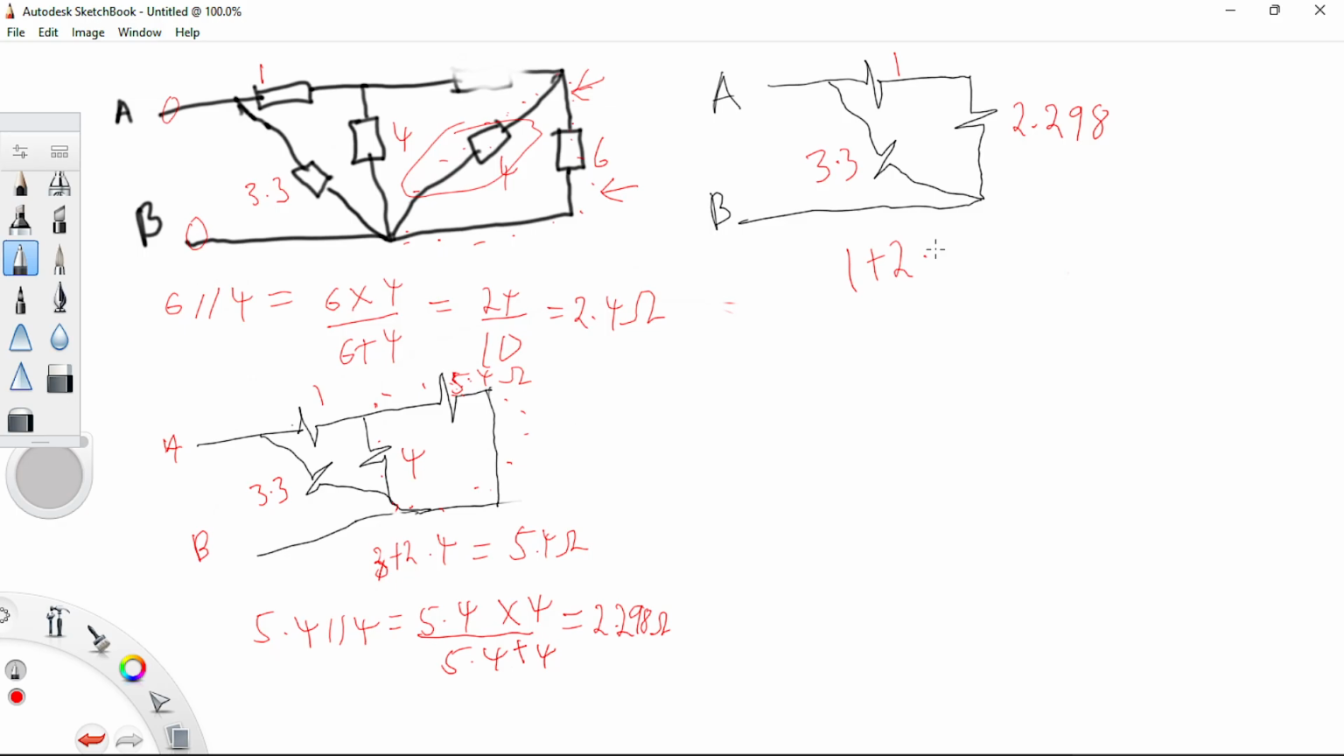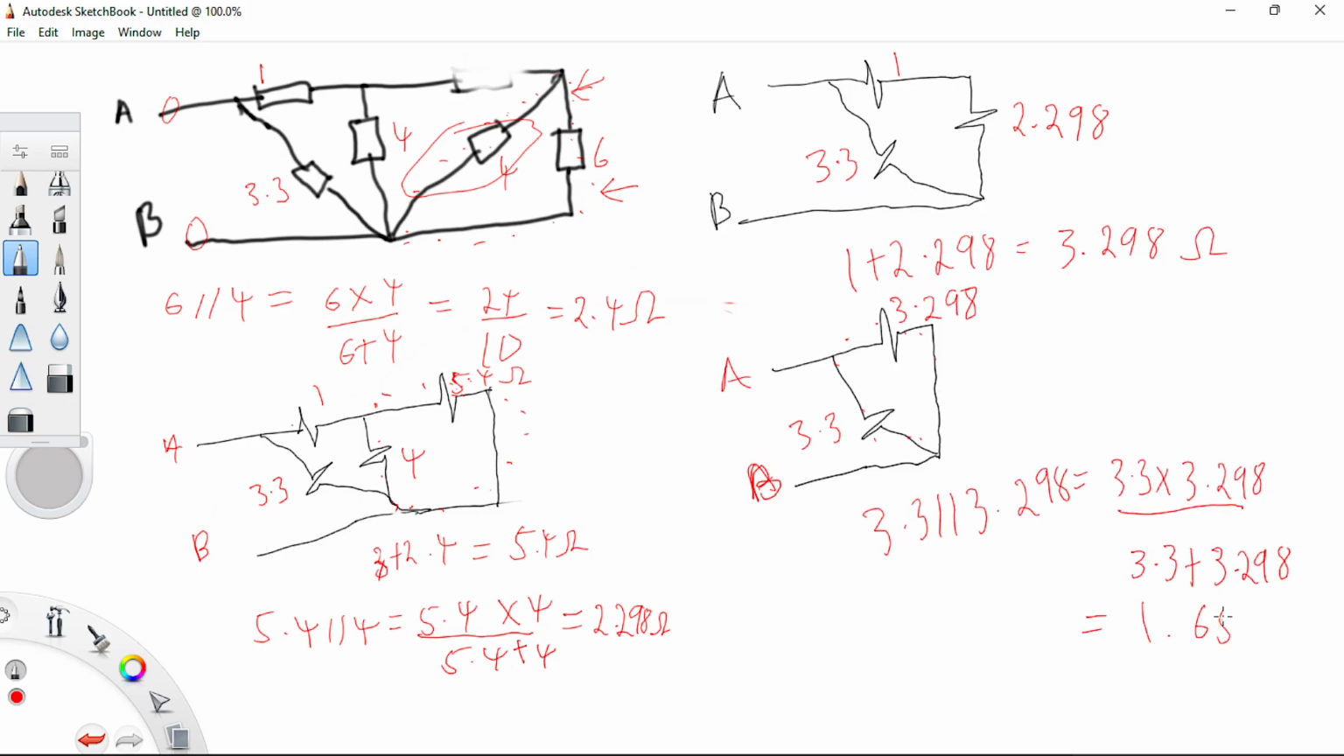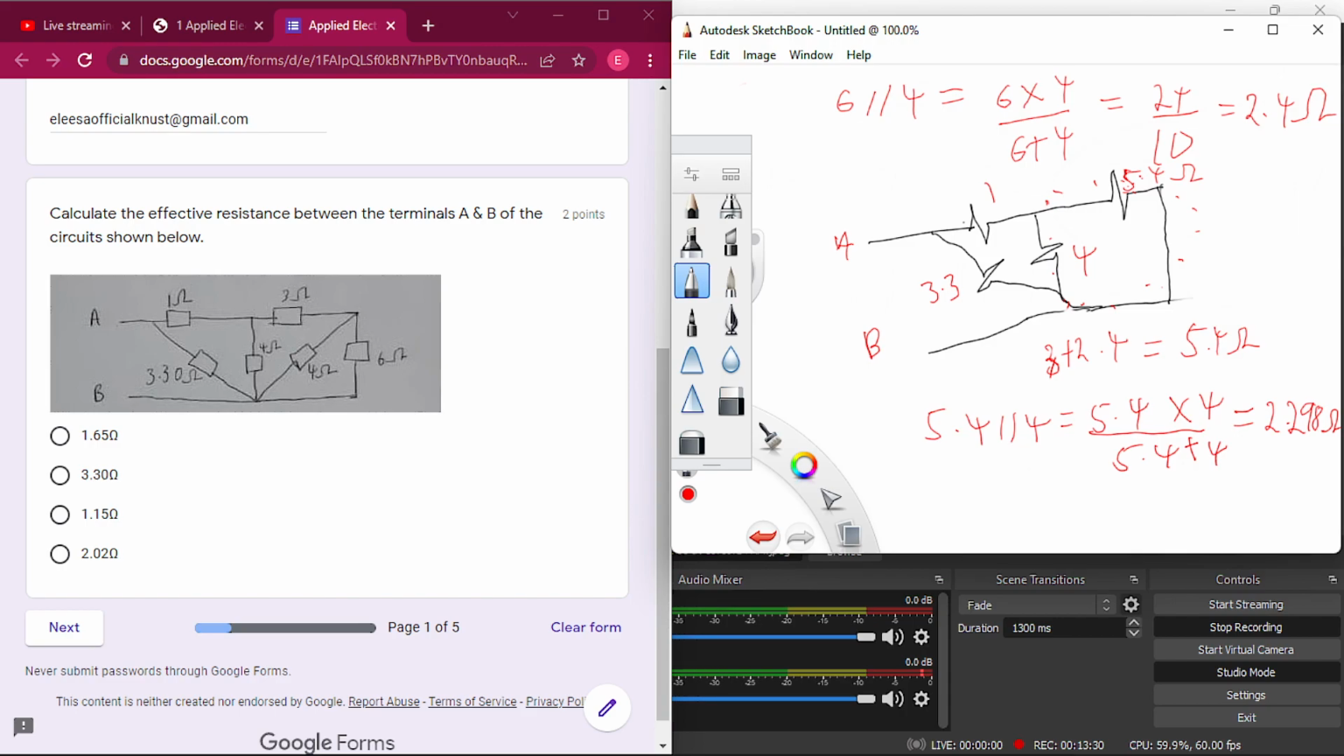And the result is 1.65 ohm. So that is the result of the calculation. So we see 1.65 ohm here and pick it. Next question. So I hope this is understood. Okay, so to our next question.